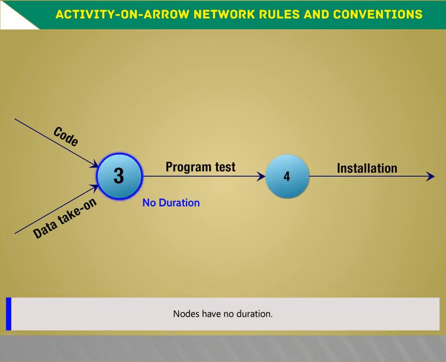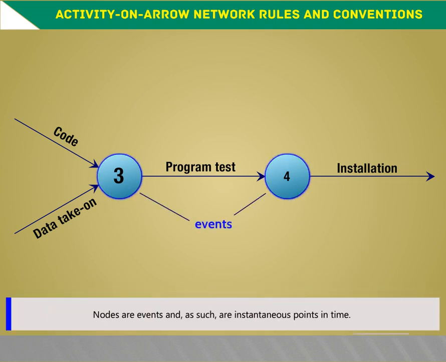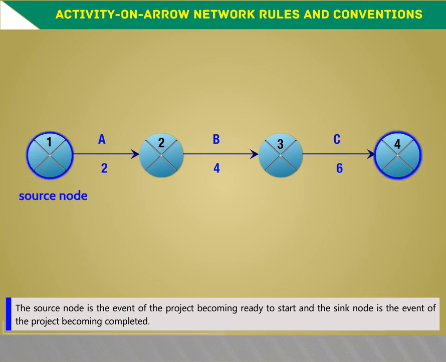Nodes have no duration. Nodes are events and as such are instantaneous points in time. The source node is the event of the project becoming ready to start, and the sink node is the event of the project becoming completed.